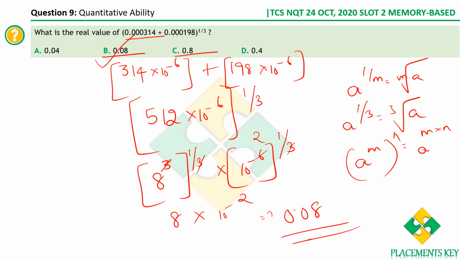I hope this is clear for everyone. 512 was written as 8 cube, and then we have 10 power minus 6, whole power 1 by 3. So 8 cube whole power 1 by 3 is what? 3 and 3 get cancelled. Here also 3 ones, 3 minus 2s. So you have 8 into 10 power minus 2. So the answer is 0.08.